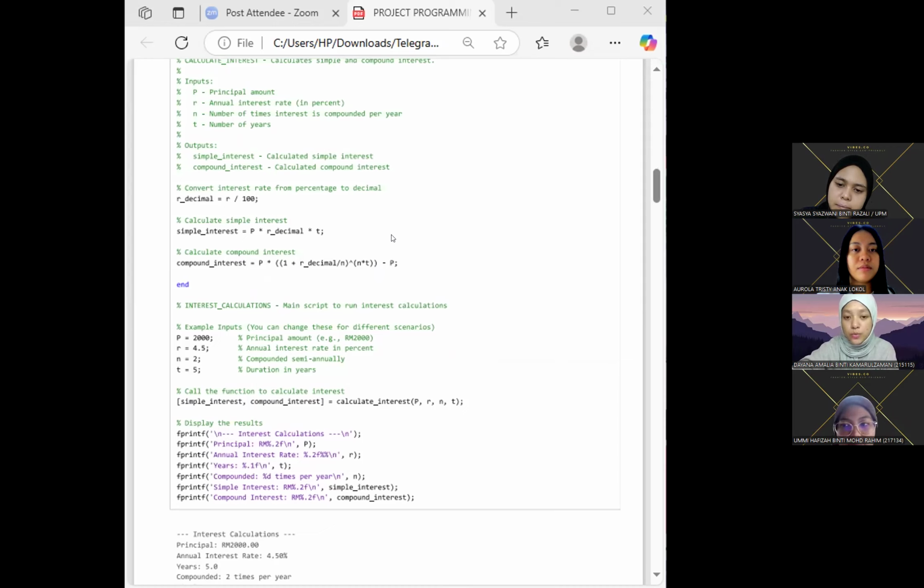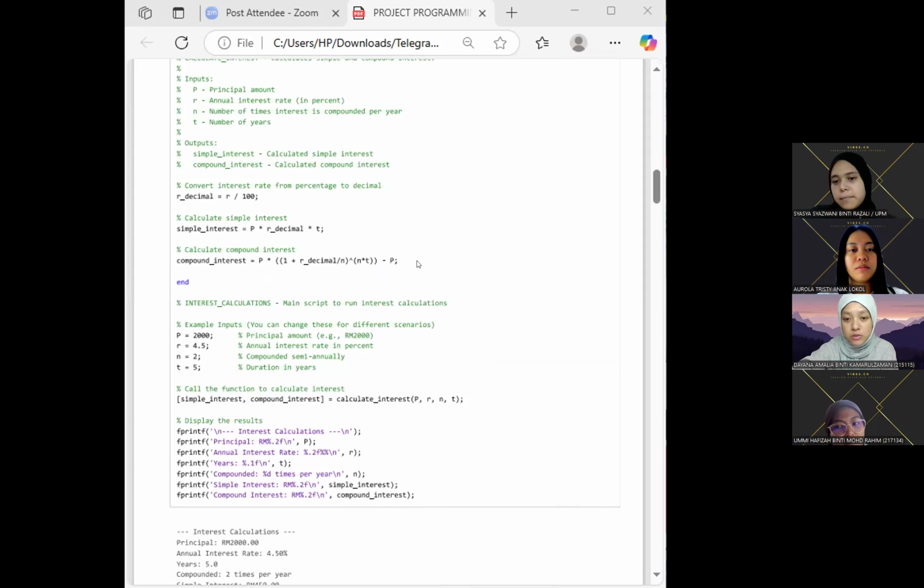So next, we compute compound interest using this formula in the MATLAB code, which is compound_interest equals P multiplied by (1 plus R_decimal over N) to the power of N multiplied by T, minus P. So let me write that down.